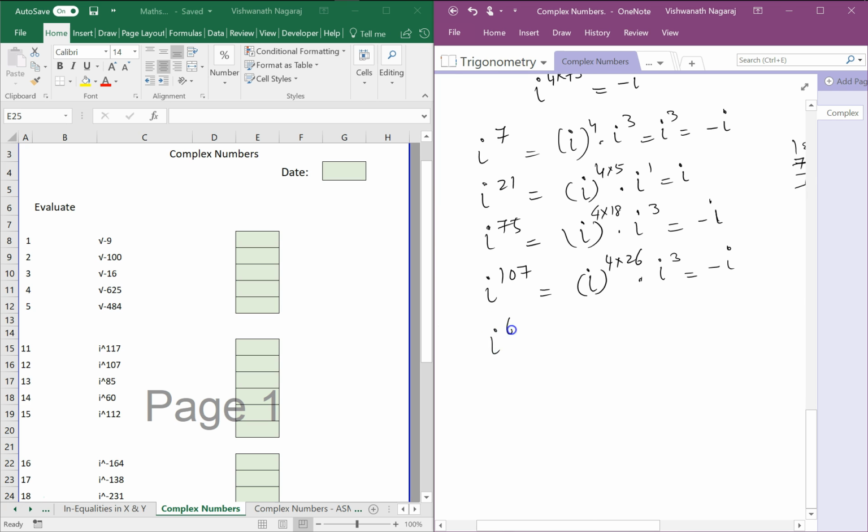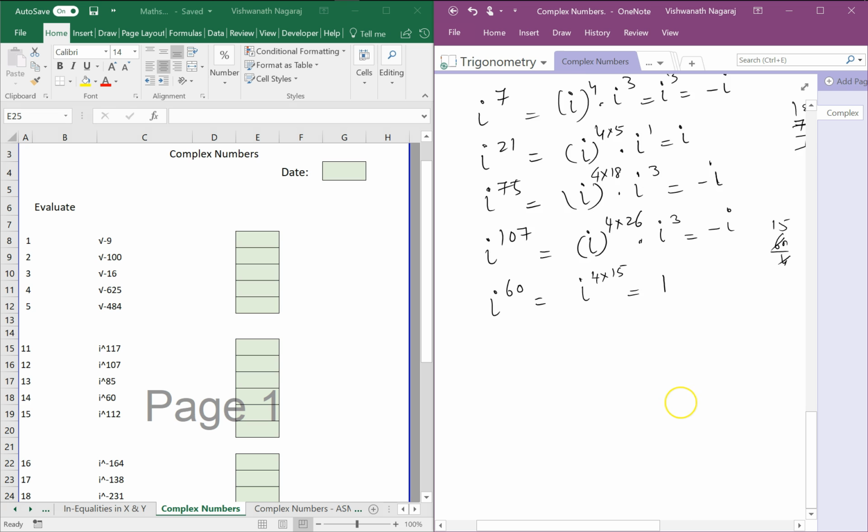i to the power of 60, right, divided by 4. 60 divided by 4. 4 ones are 4, 20, 4 fives are 20. So 4 into 15. So it's an exact multiple of 4 without any remainder. So which means, okay.